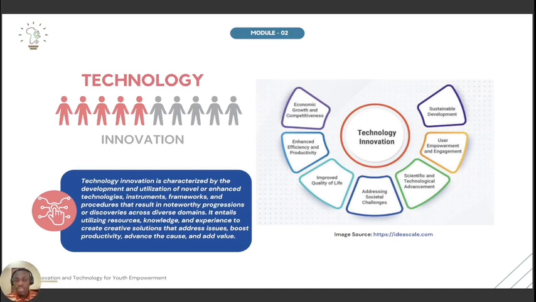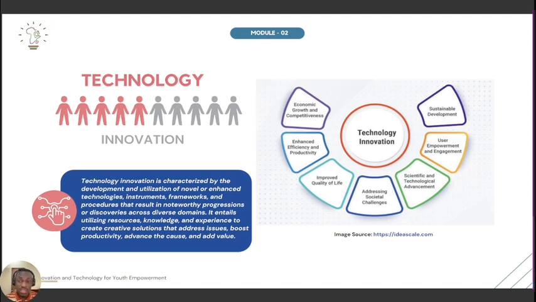Now, when it comes to technology innovation, there are several areas that it has touched as far as our lives as humans are concerned. So we have economic growth and competitiveness. We have enhanced efficiency and productivity, improved quality of life, of course. Also, addressing societal challenges, scientific and technological advancements. We see that a lot in things like space travel or space exploration.